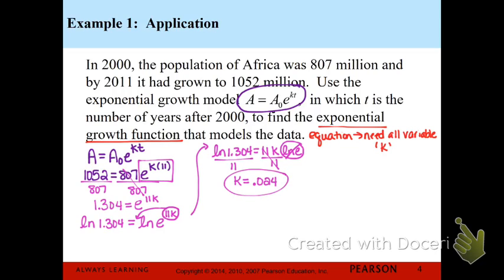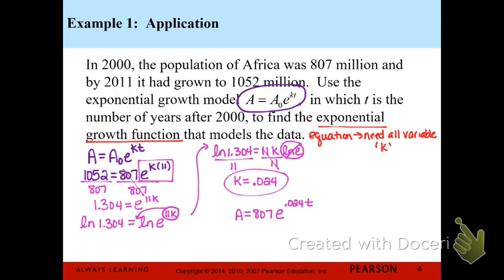And it told me to write the equation. So in my equation, I'm going to plug in K, but I'm going to leave A and T by itself, because we know a beginning amount. They told me, didn't they? So we're going to leave A equals your beginning amount, the 807, times E raised to your K, and then the letter T.